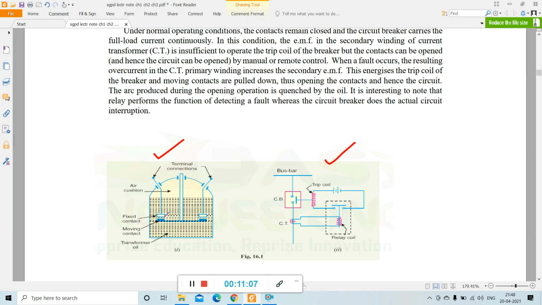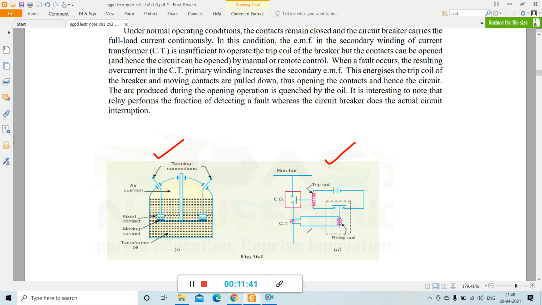Once the arc is formed, the arc is quenched by this oil, and then the circuit breaker opens the circuit. This is the air cushion space for whatever gas bubble is generated while disconnecting this fixed contact and moving contact during formation of the arc. Whatever gas bubble forms moves upward in this direction. That's why the air cushion space is provided here.